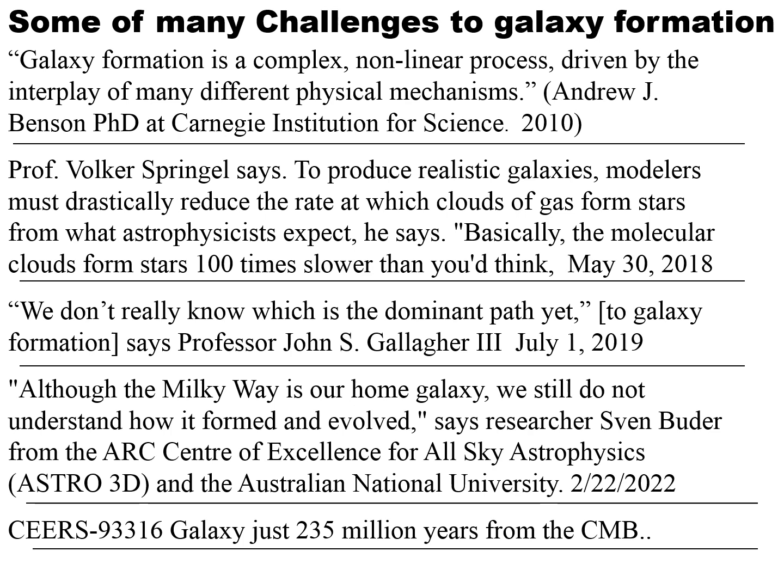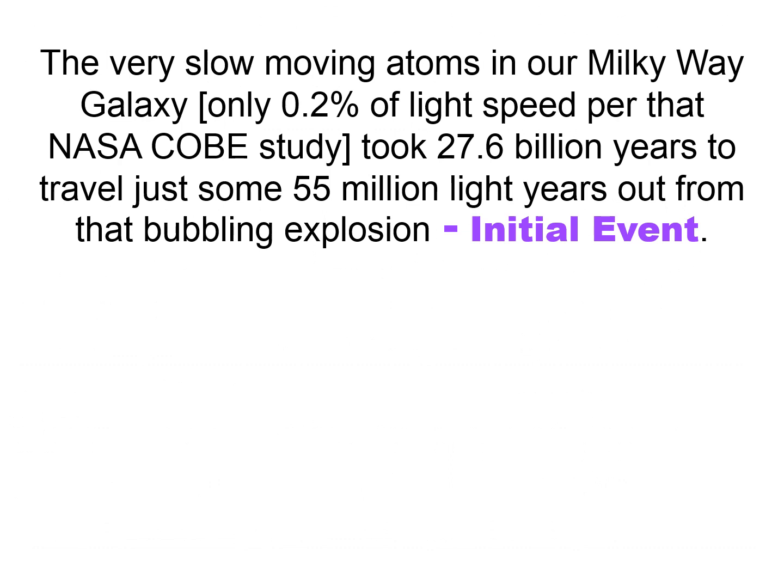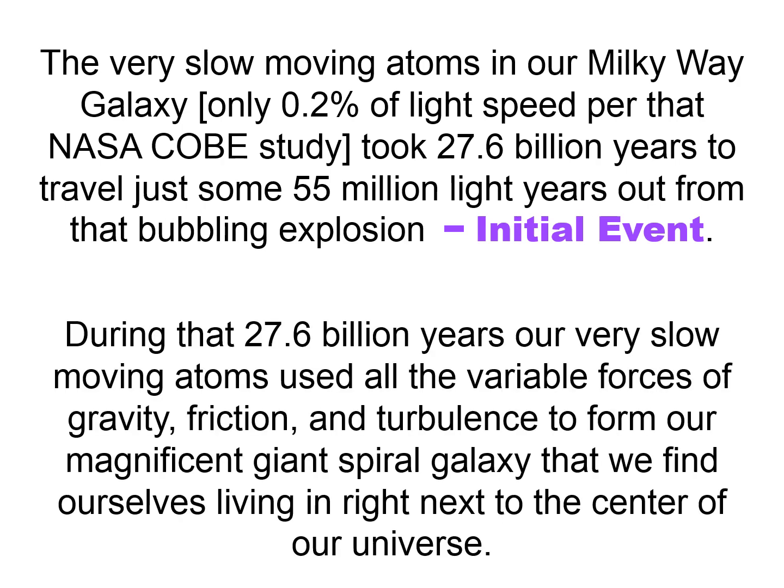We find the CHIRS 93316 galaxy located just 235 million years before the CMB in distance from Earth. Not a very young galaxy. In the meantime, the very slow moving atoms in our Milky Way galaxy took 27.6 billion years to travel just 55 million light years out of that bubbling explosion. During those 27.6 billion years, our very slow moving atoms use all the various forces of gravity, friction, and turbulence to form our magnificent giant spiral galaxy that we find ourselves living in right next to the center of our universe.